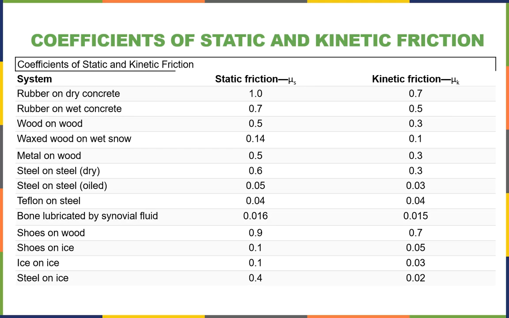Something that's very cool to note, bone lubricated by synovial fluid has a super, super low coefficient of friction. The friction between your bones is really, really small. Unless you put really big forces there. Well, then you can make it big, even though the coefficient's small. You can get a pretty big frictional force if you have a lot of weight you're carrying around.